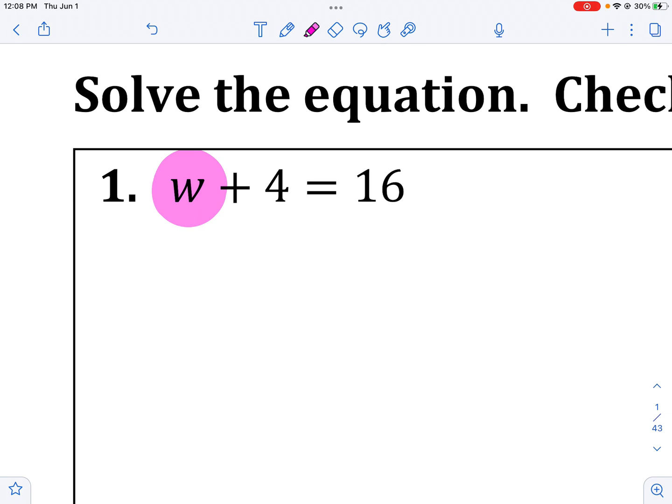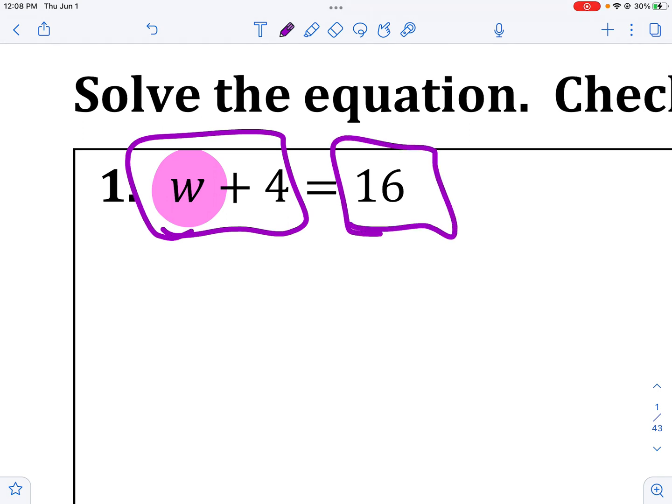In this first problem, that variable is w. So I'm going to split this up into two parts. I see an equal sign. I'm going to split this up into two parts mentally. Here's one part. There's one expression. And here's another expression. And I want to get my w, my variable, by itself. So in order to do that, I need to get rid of anything that's on the same side of the equal sign, or same side of the equation, as that variable.